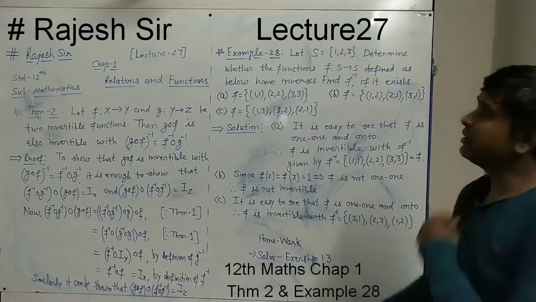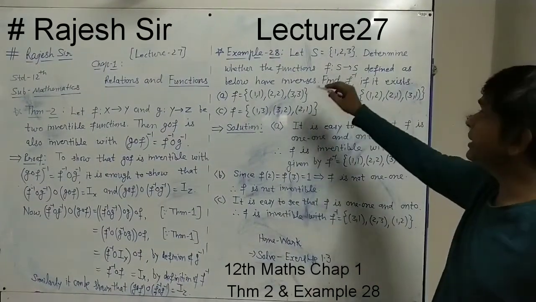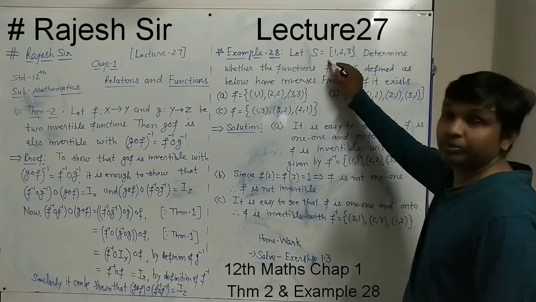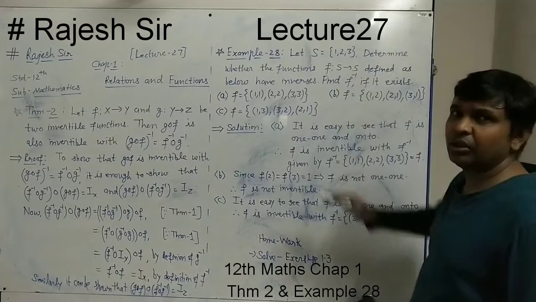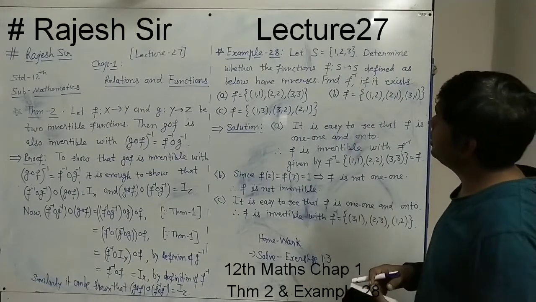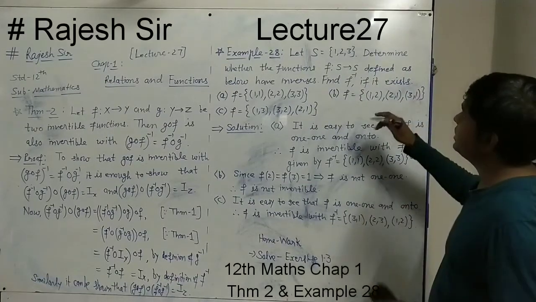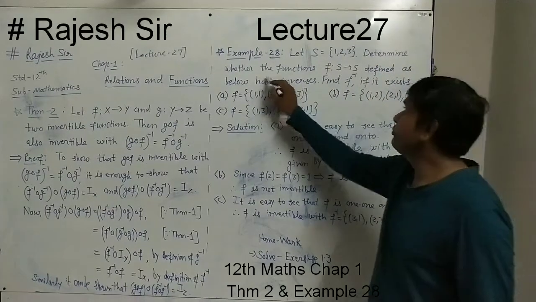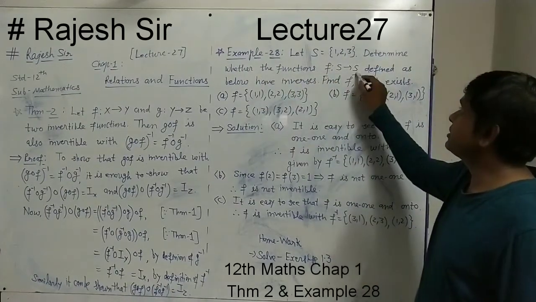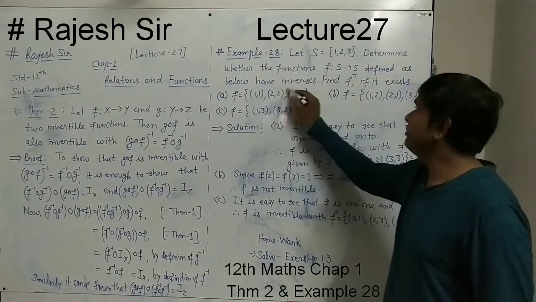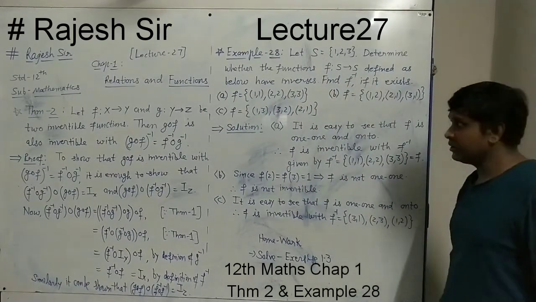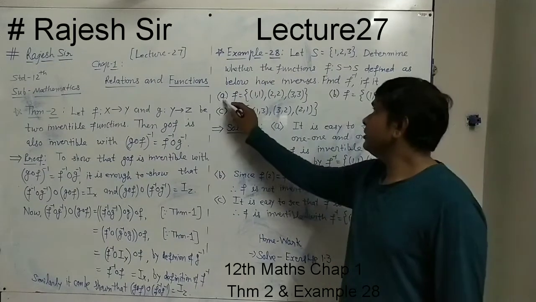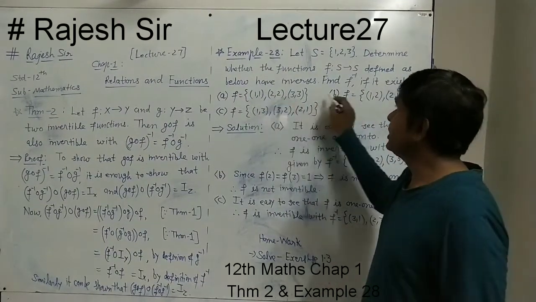Now the next very easy example we have is 28. Let S equal 1, 2, 3, the universal set given. In this only we have to think of every question. Determine whether the functions f from S to S defined as below have inverses, and find f inverse if it exists. So three questions are related to this.